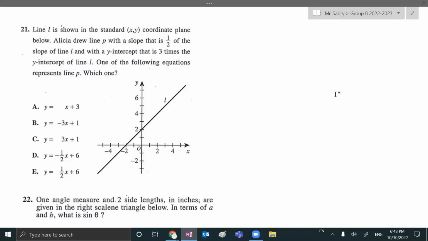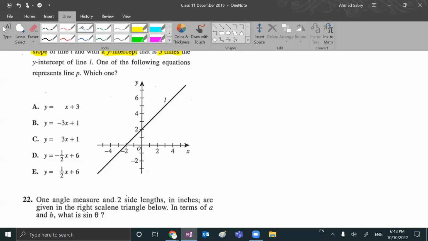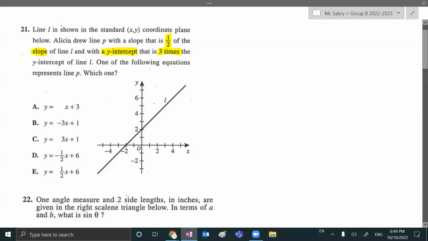All right, so let's start with the first one. You are told that line L is shown in the XY coordinate plane below. Alicia drew line P with a slope that is half of the slope of line L. So the first thing I noticed is that there's another line, not the one graphed, and it has half the slope, and it also has a y-intercept that is 3 times the y-intercept that this one has. So I need to figure out the slope and the y-intercept and then do everything that he did on them.